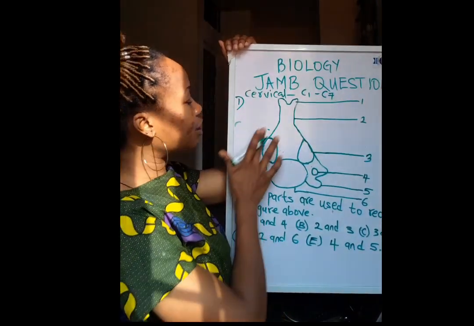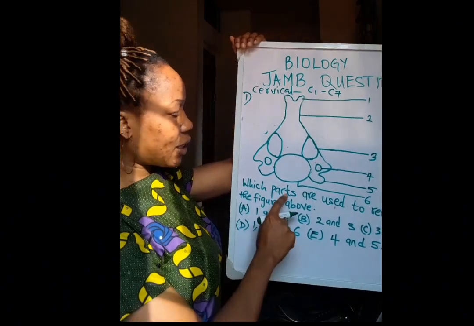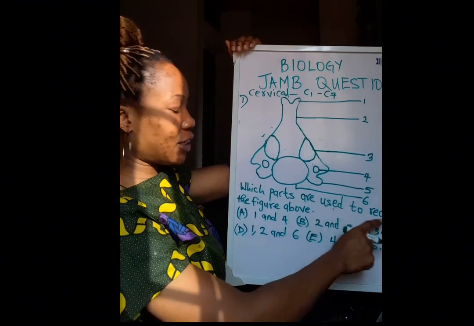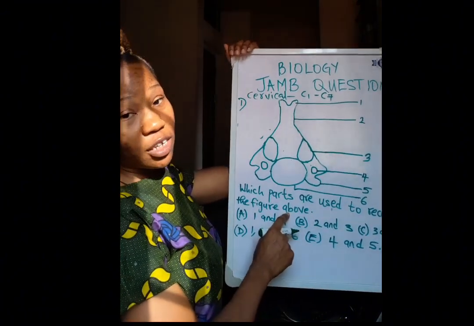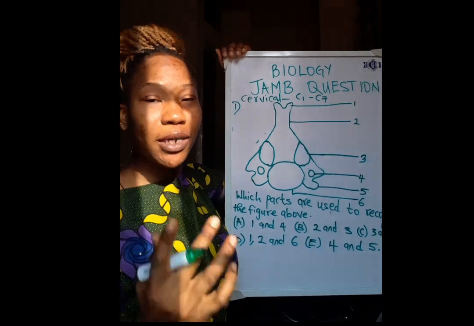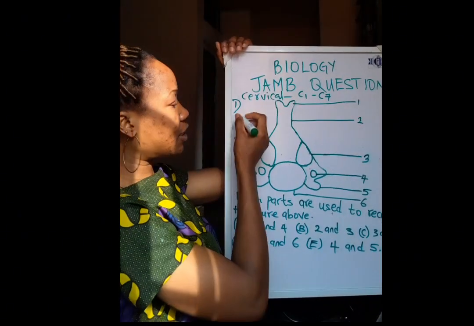Alright, so we're now after the cervical. So the question now is, which parts are used to recognize the figure above? Now we know that this is a cervical, but we have 7 of them. So which particular one? Remember that the first cervical is called the atlas.